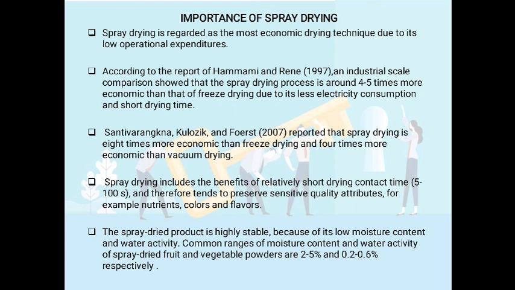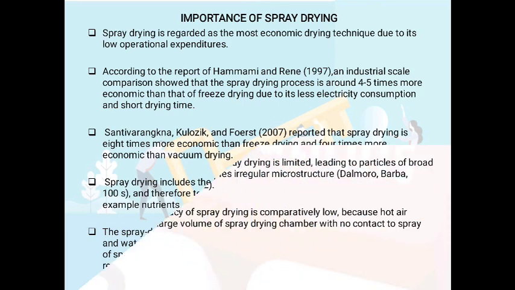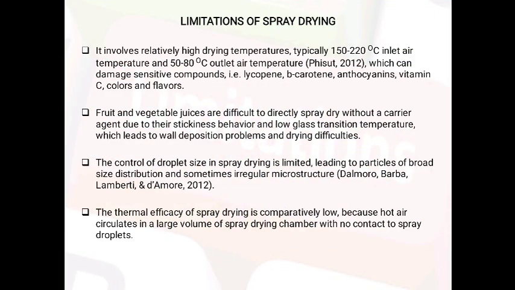Spray drying includes the benefit of relatively short drying contact time, between 5 and 100 seconds, and therefore tends to preserve sensitive quality attributes, for example nutrients, color and flavors. The spray dried product is highly stable because of its low moisture content and water activity. Common ranges of moisture content and water activity of spray dried fruit and vegetable powders are 2 to 5% and 0.2 to 0.6 respectively.